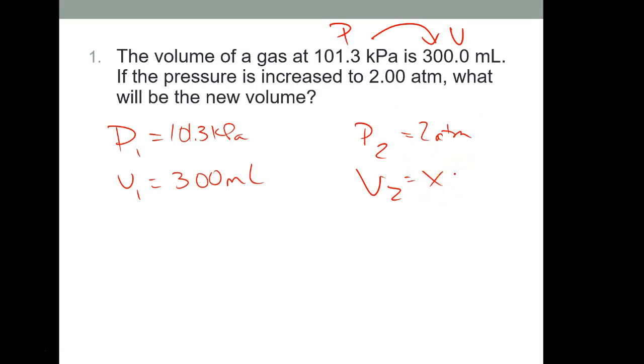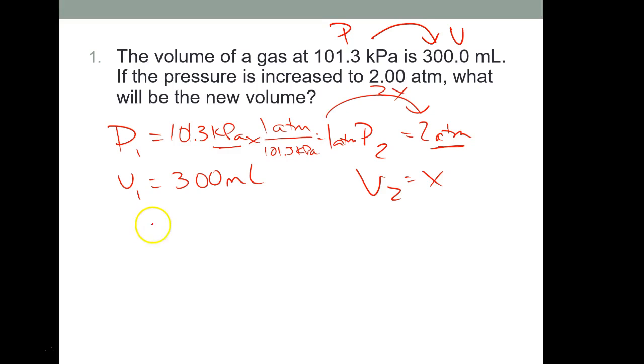Now, first thing I want to notice is that my units don't match. So I need to make them match. Doesn't matter which way you make them match, but I'm going to go this way. I'm going to say 1 atmosphere is 101.3 kPa, therefore I have a pressure of 1 atmosphere. Now I just want you to think about this for a second. The pressure went from 1 to 2. The pressure doubled. So the amount of pushing on this gas doubled. Think about what's going to happen to the volume.